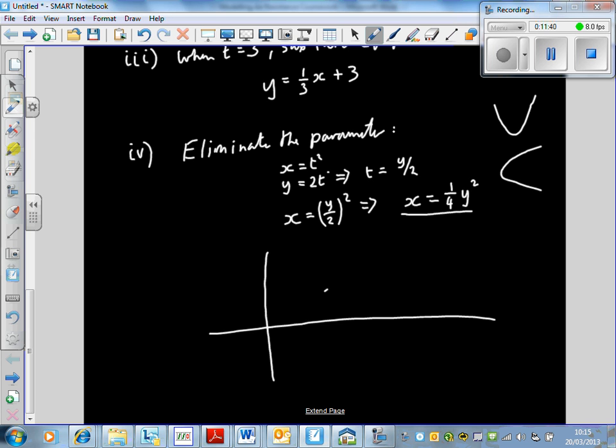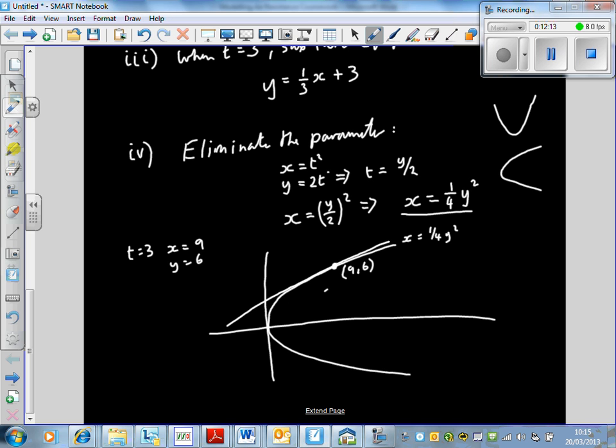Okay, so if we were sketching it, we wouldn't have to do all of that plotting the points. We know it's going to roughly look like that. This is the equation x is equal to a quarter y squared, and we know that when t is 3, because we need to sketch that tangent as well, we have x is equal to 9, and y is equal to 6. So this is the point 9, 6. And I could have drawn this better, but there's the tangent.